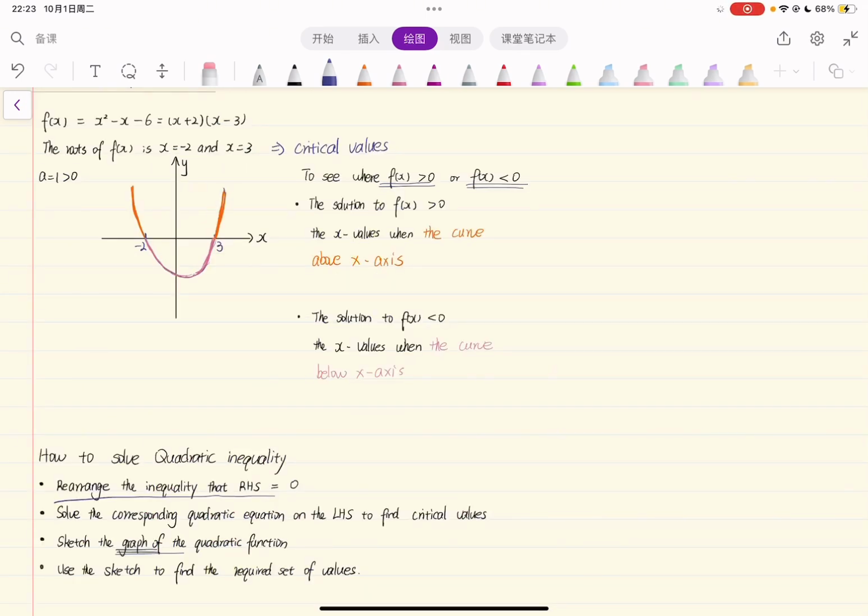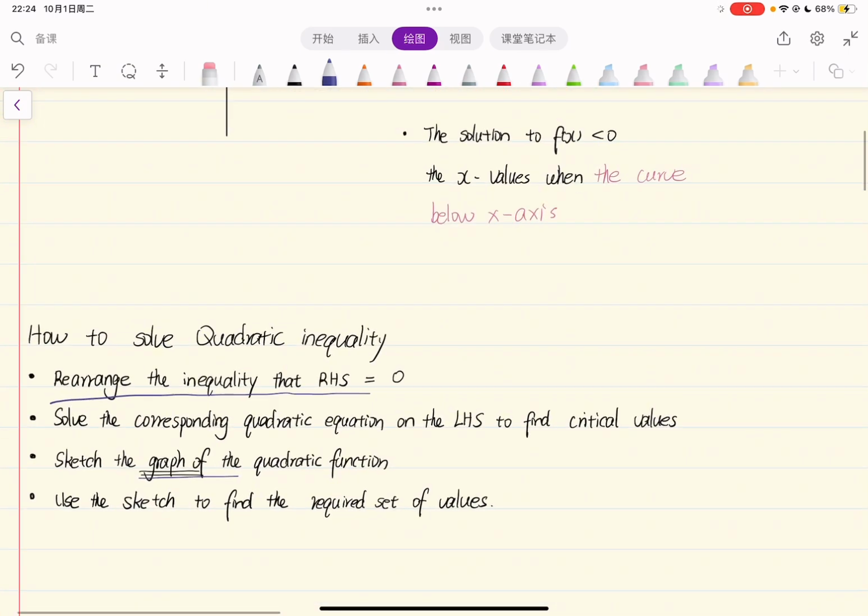Here is all the knowledge we need to learn from this lesson. You need to know how to sketch the quadratic graph and find the set of values where f(x) is greater than 0 or f(x) is less than 0. And then you need to follow this process to solve the quadratic inequality. Well, that is the end of the lesson. Hope you enjoyed watching it. Thank you.